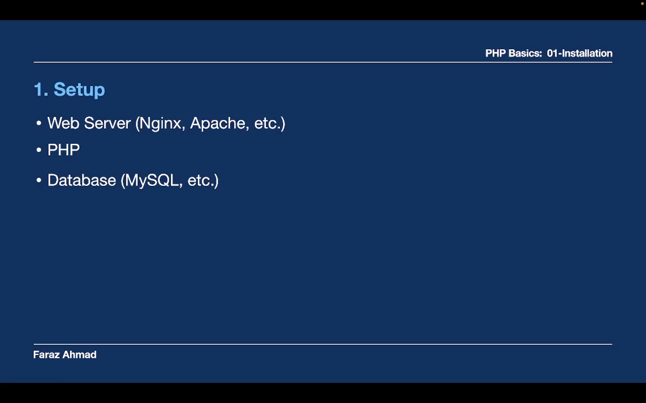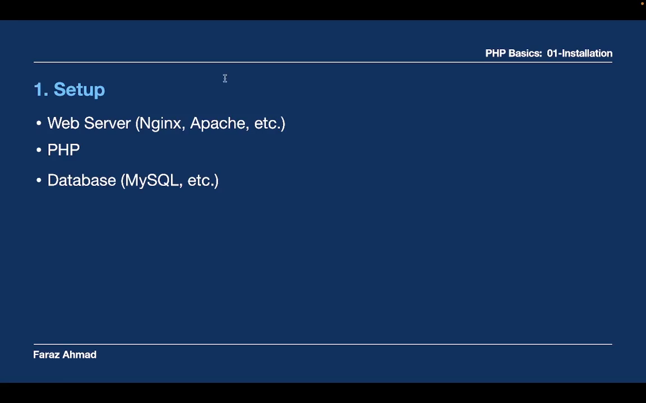The first one is the web server such as Nginx, Apache, etc. This will be used to serve the request to the user, and then PHP itself, and finally a database such as MySQL database. PHP alone is rarely used in most web applications. It is mostly used in combination with the web server as well as the database. So these three components are usually required for a PHP project.